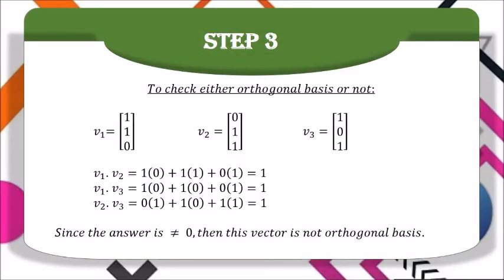And lastly, step 3, to check whether it is an orthogonal basis or not. We have vector 1, vector 2 and vector 3 that we get from the basis. So, we use the dot product method. B1 dot product B2 equal to 1, B1 dot product B3 and B2 dot product B3 also equal to 1. Since the answer is not equal to 0, this set of vectors is not an orthogonal basis.